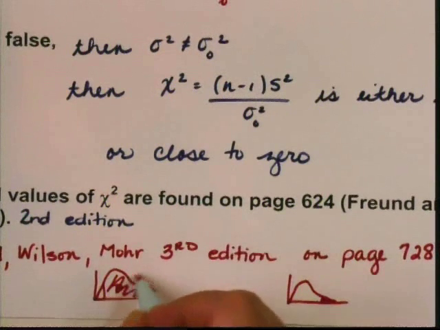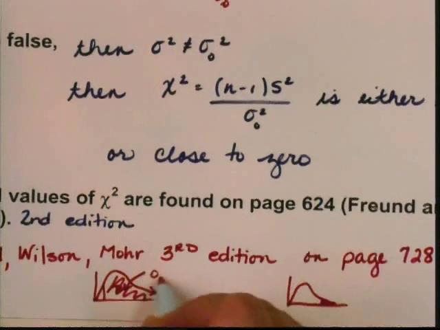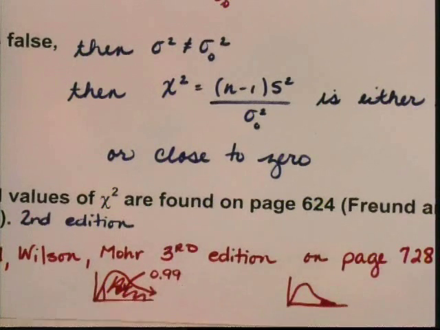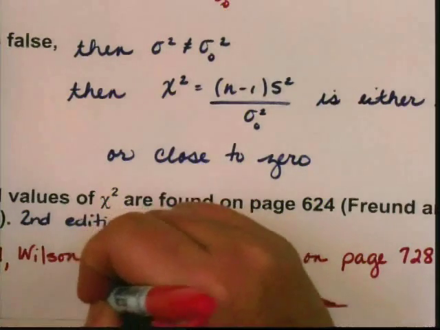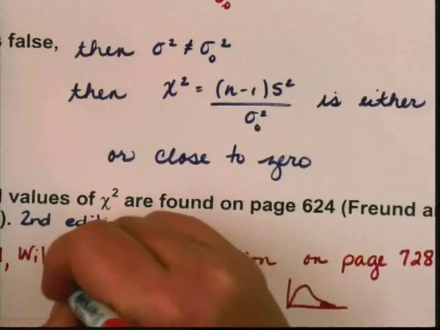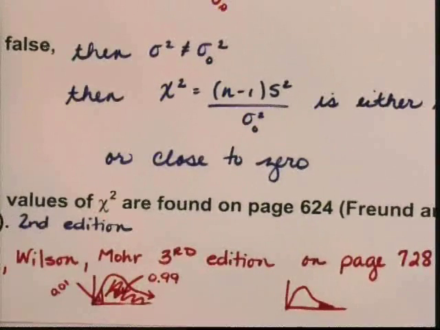So in these cases, these values in here are things like right-hand area 0.99 or 0.995. That's the kind of thing we're looking for. If we can find the right-hand area, then we know the left-hand area in this instance would be 0.01.